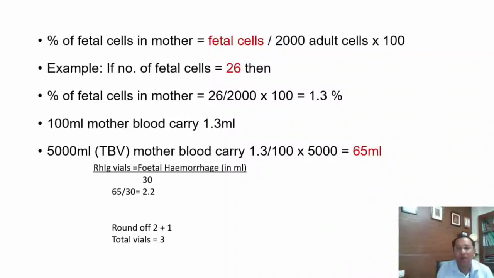Remember, if your Rosette test is negative, that means even if you are anticipating there is no FMH, you still have to give one vial. So either you will give the minimum of one vial, or you will calculate the FMH and then calculate the number of vials. Always remember, the half-life of this Rh immunoglobulin is 25 days. So you need to remember that.